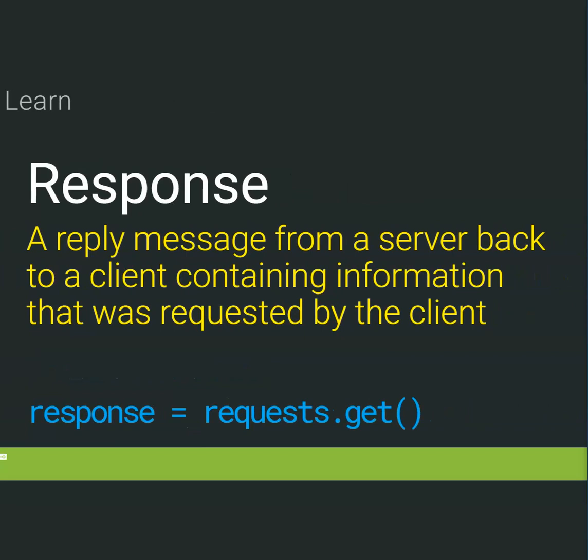When the client makes the request, the server gives us back a response. Usually this is the information that the client requested, assuming that nothing went wrong. So pause this show, write down the definition of response, and write down the syntax in blue. Notice that when we do requests.get, we have to use the assignment operator to store it.